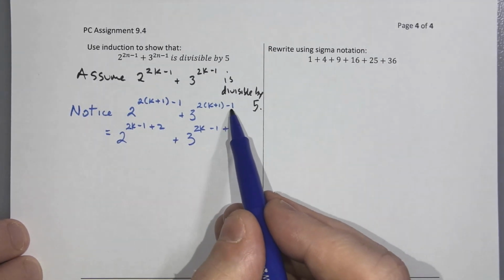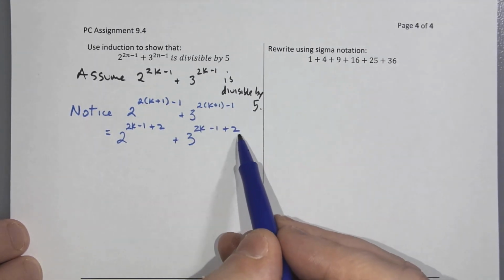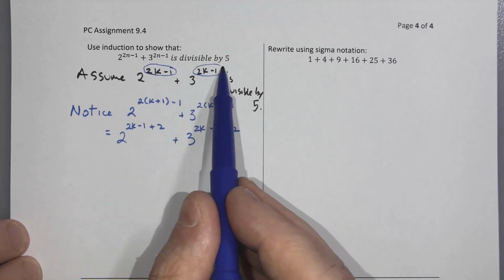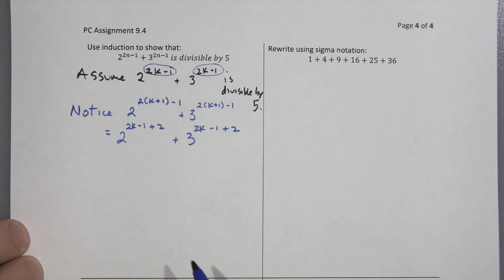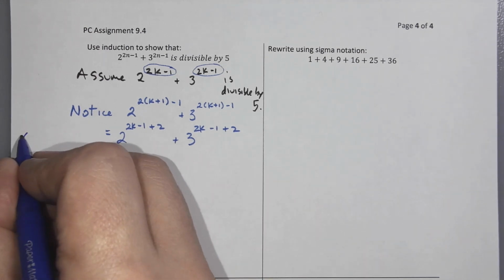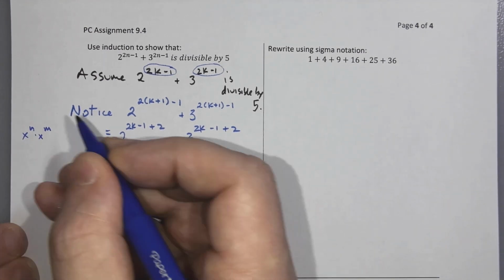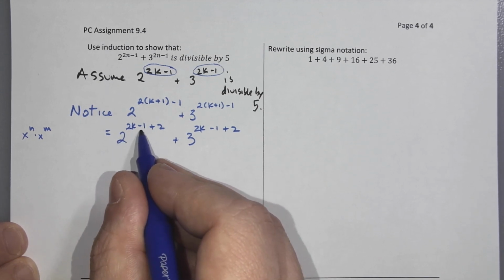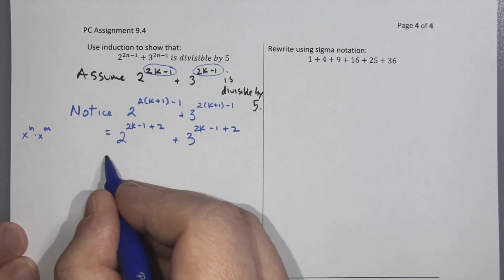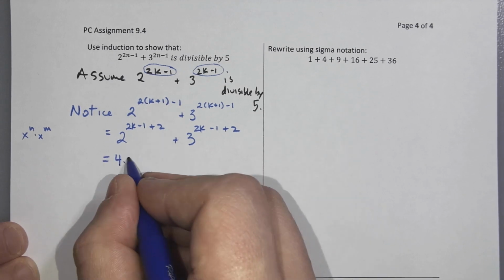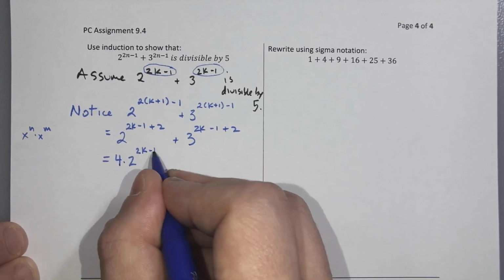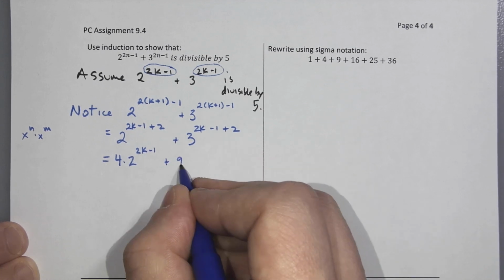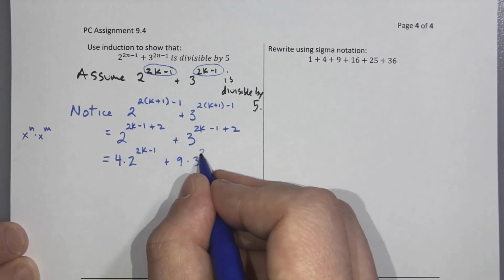My motivation for keeping the minus 1 and moving the 2 over here is that I do want 2k minus 1 and 2k minus 1 as my exponents. So by exponent rules, x to the n times x to the m, I can separate this into 2 to the 2k minus 1 multiplied by 2 squared. In other words, this becomes 4 times 2 to the 2k minus 1. And similarly over here, this will become a 3 squared, or a 9, multiplied by 3 to the 2k minus 1.